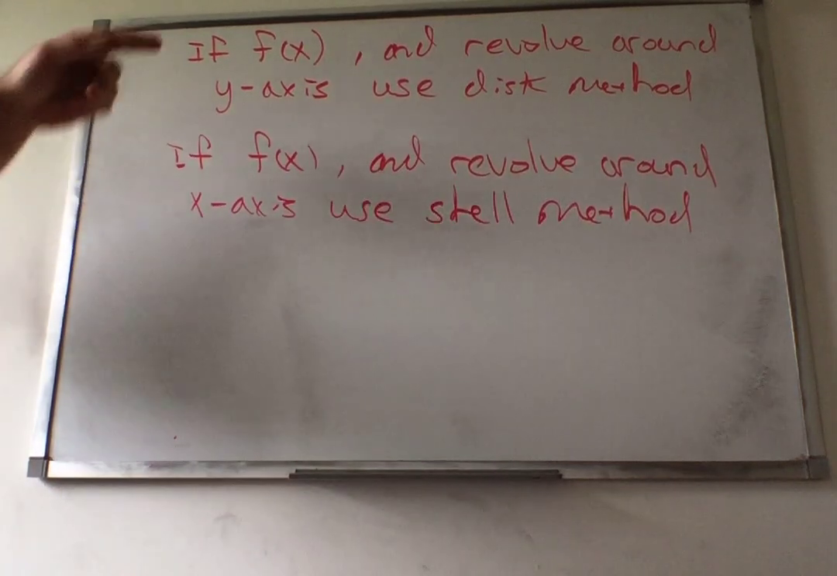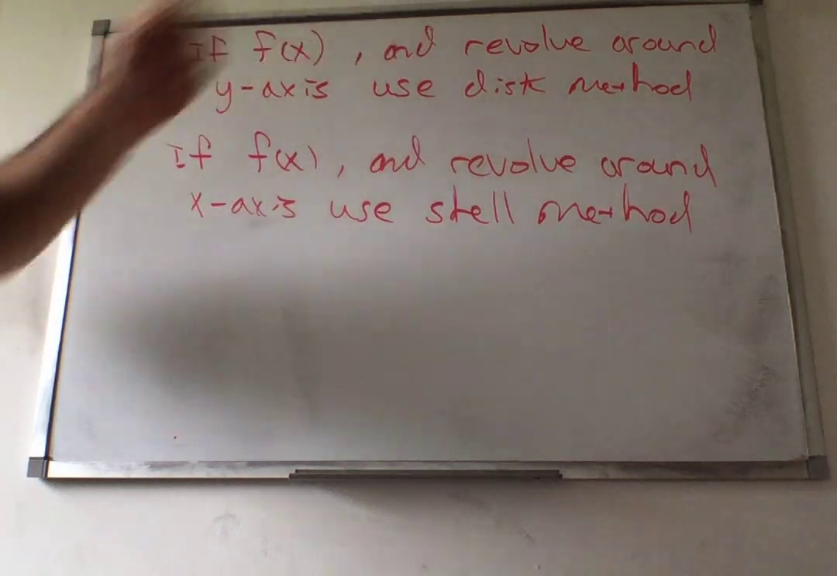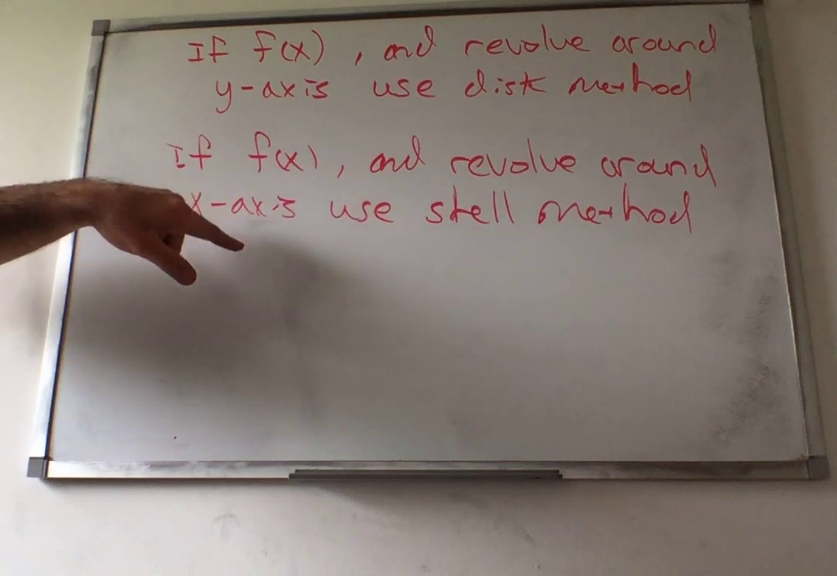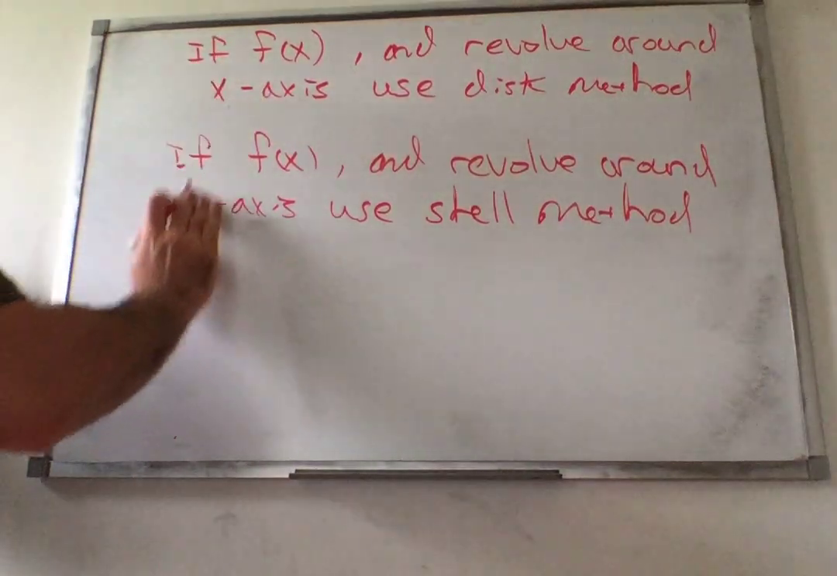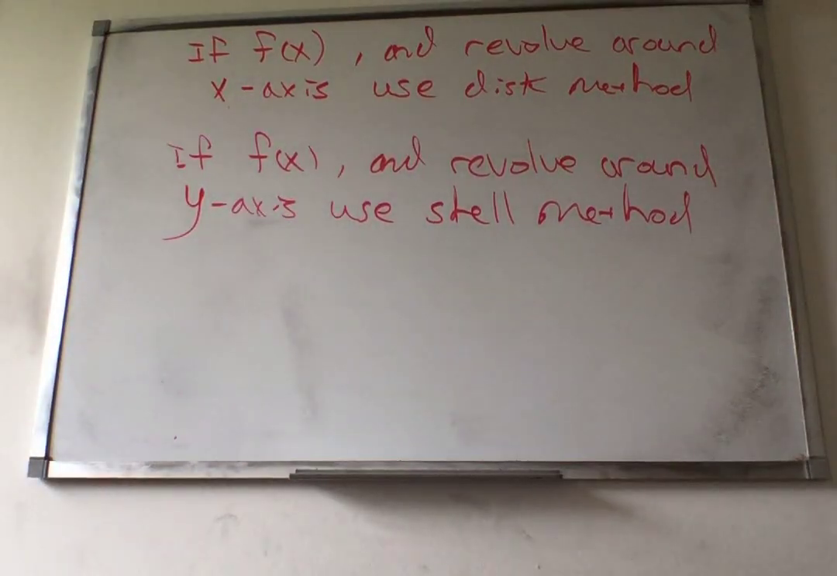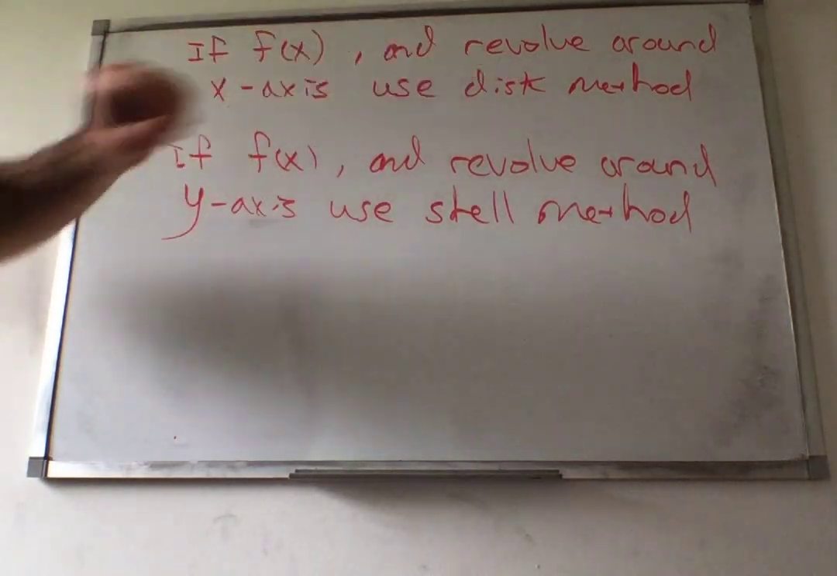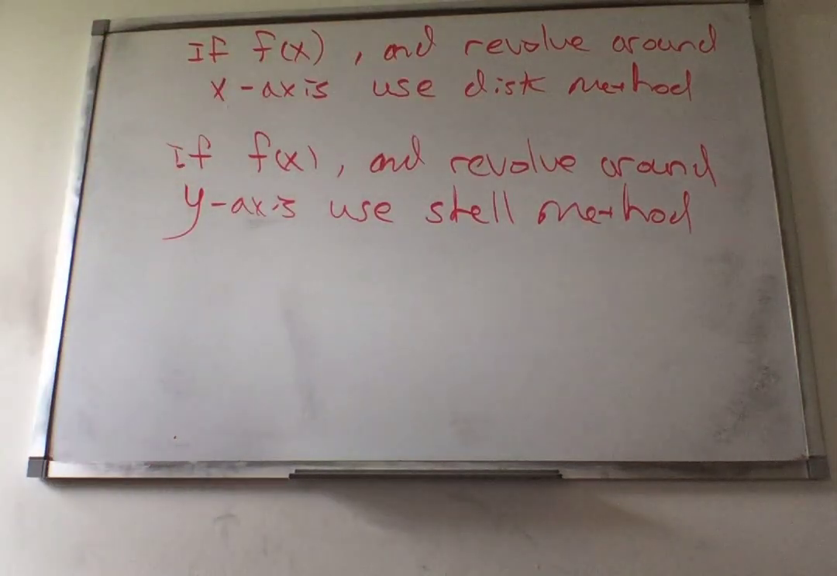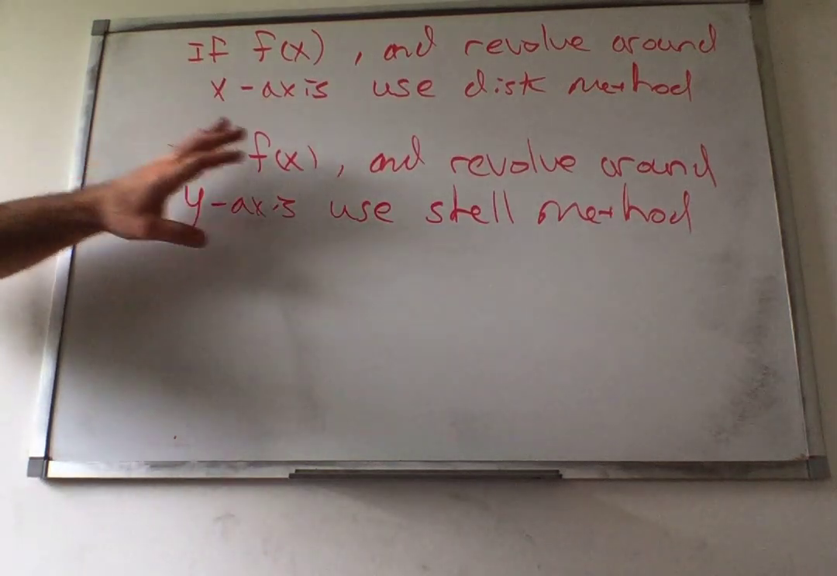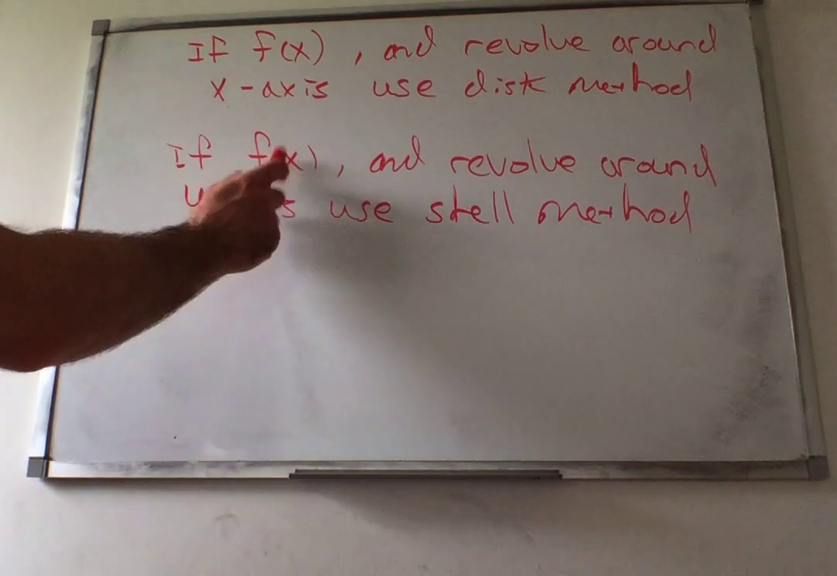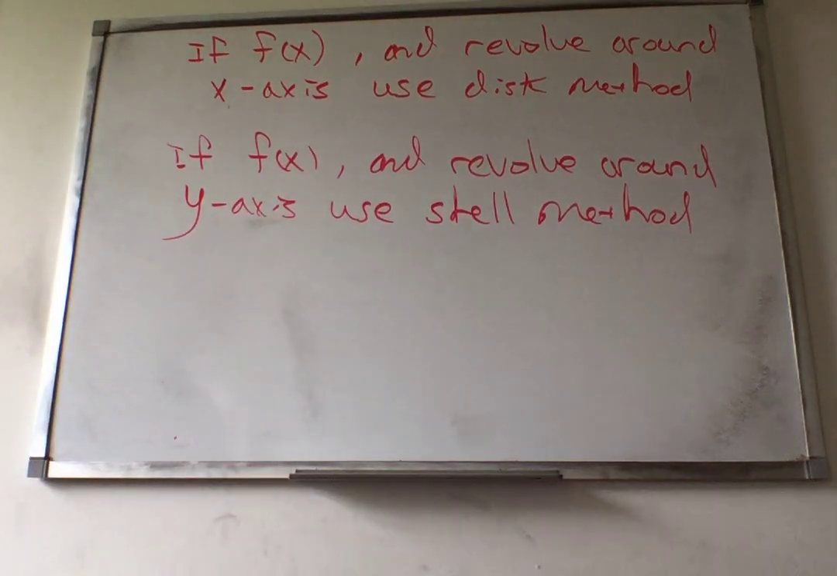Now notice, you got a function of x, you're revolving around the y-axis. They're different. Disk method. You got a function of x, you're revolving around the x-axis, or sorry, let's see. I knew that didn't sound right. There we go. If you have a function of x and you're revolving around the x-axis, use the disk method. When they're the same, use the disk method. If you have a function of x and you're asked to revolve it around the y-axis, use the shell method. It would be easier. Otherwise, you got to solve this in terms of y and then do the disk method, which again, that could be a pain.